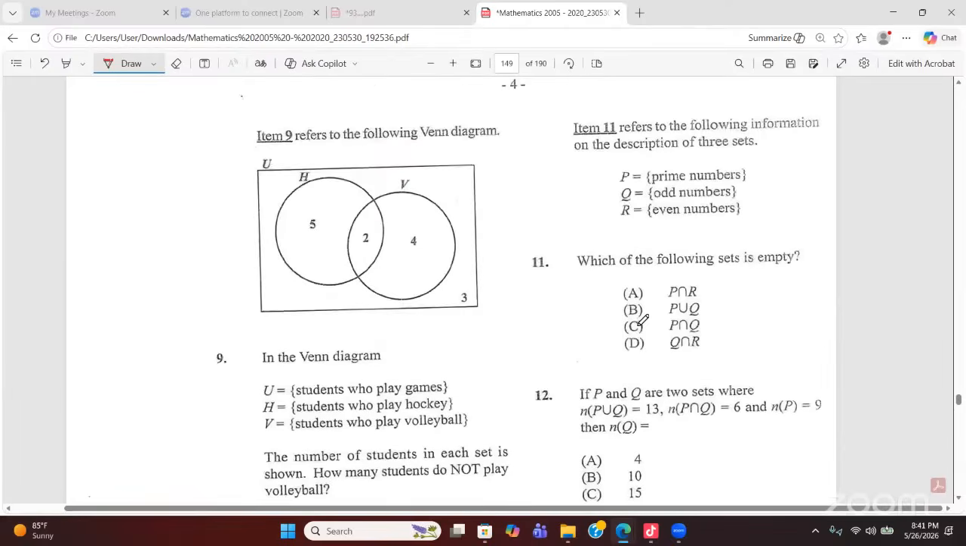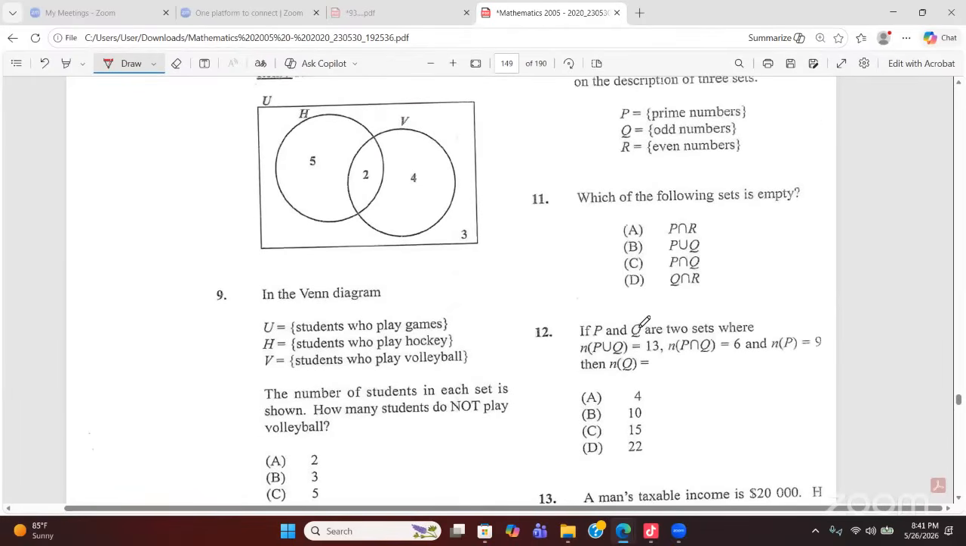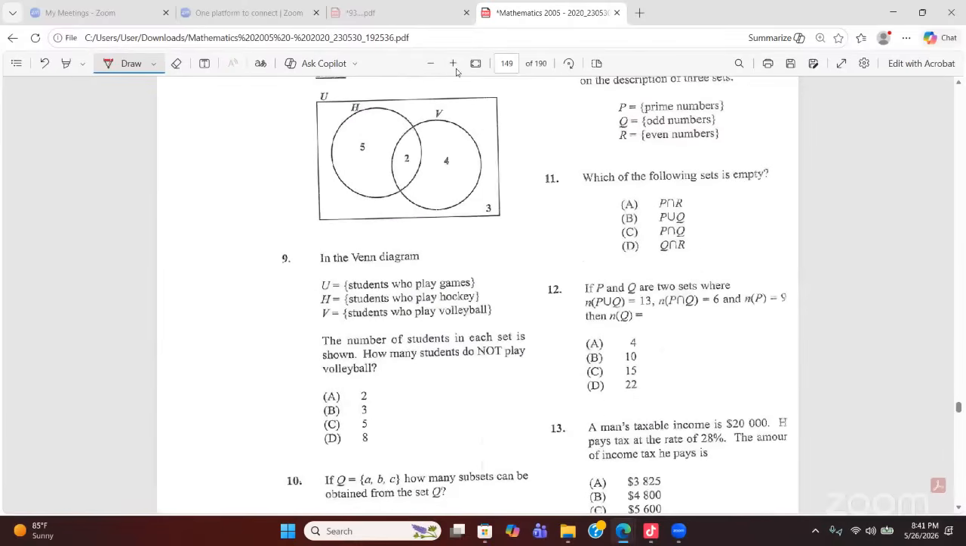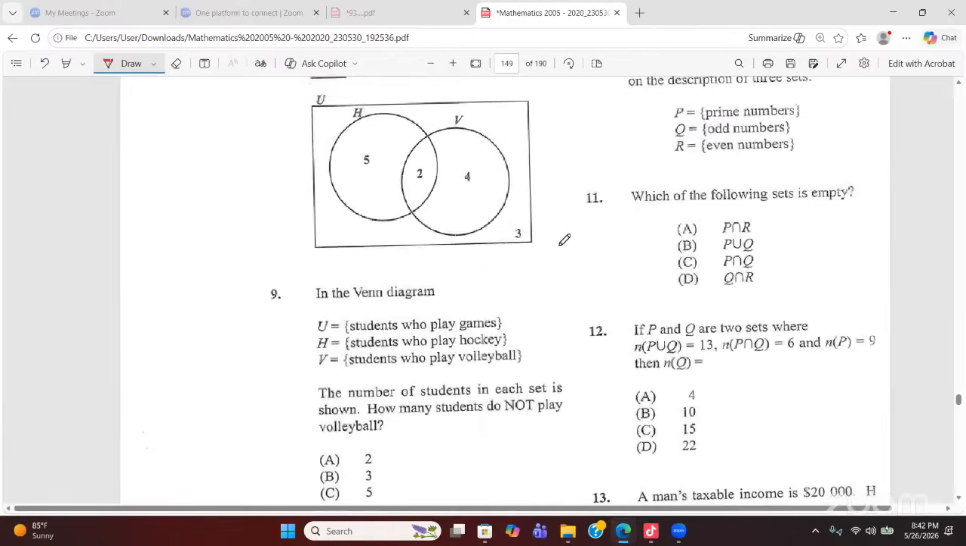All right, look at this question now. Take a look at the question. You have to focus on the question now. Let me see who can get it right. Is it YouTube or is it TikTok? It says, in the Venn diagram, U refers to students who play games, H is hockey, and V is for volleyball. The number of students in each set is shown. We're asking, how many students do not play volleyball?